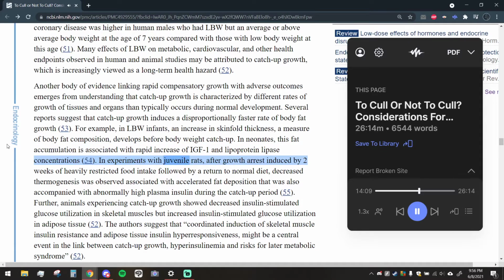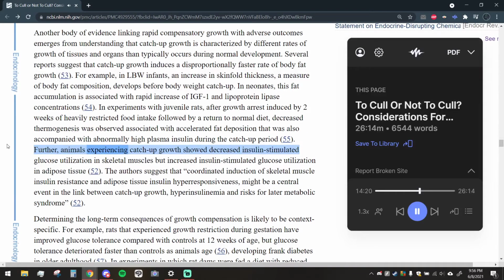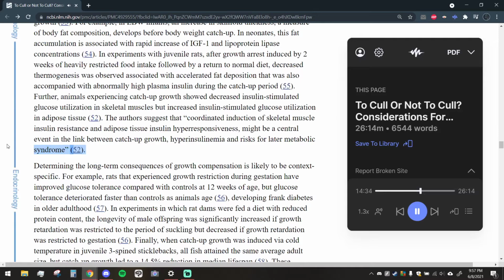In experiments with juvenile rats, after growth arrest induced by 2 weeks of heavily restricted food intake followed by a return to normal diet, decreased thermogenesis was observed associated with accelerated fat deposition that was also accompanied with abnormally high plasma insulin during the catch-up period. Further, animals experiencing catch-up growth showed decreased insulin-stimulated glucose utilization in skeletal muscles but increased insulin-stimulated glucose utilization in adipose tissue. The authors suggest that coordinated induction of skeletal muscle insulin resistance and adipose tissue insulin hyperresponsiveness might be a central event in the link between catch-up growth, hyperinsulinemia and risks for later metabolic syndrome.